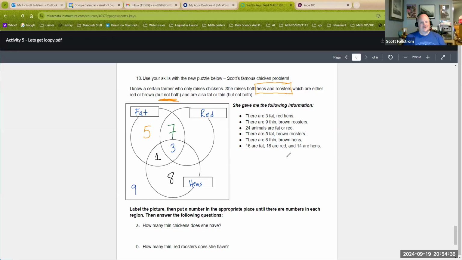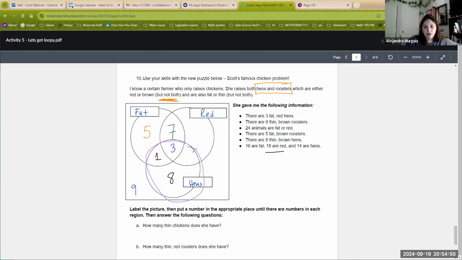My hint is skip that one. Okay, so let's skip to 14 are hens. What does that tell us? The hen circle has 13 in it already. So there should be one in the missing piece.